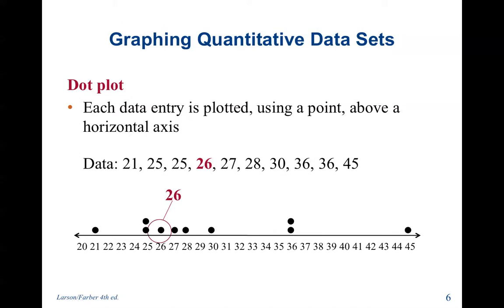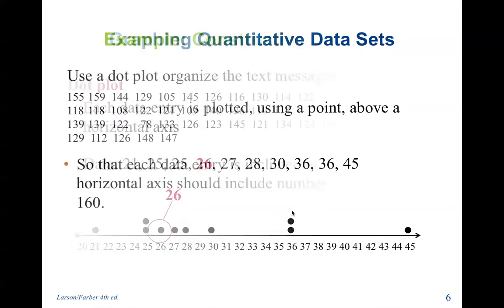Another graph that you might see is a dot plot. A dot plot takes each of these data values, puts them on a number line, and each dot represents a data value. If you have more than one data value of each number, you just stack them on top of each other. So if I had a third 36, I would stack it right here on top of 36.